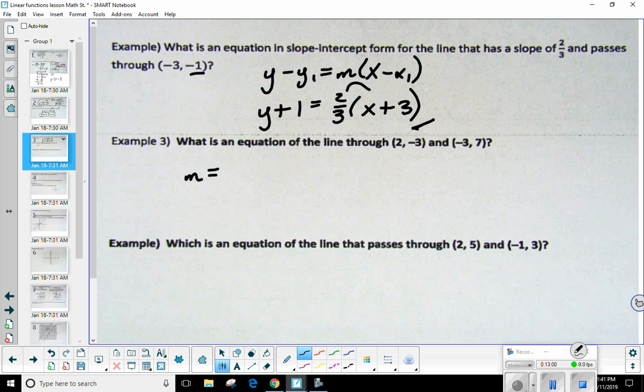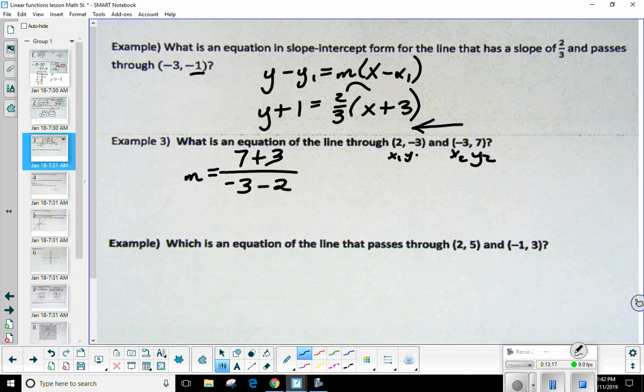Let's just say we're going in this direction. Let's say this is x1, y1, x2, y2. So this would be 7 what? Plus 3, because we subtracted -3. And then down below, -3 minus 2. So that's going to give me 10 over -5. So my slope is -2.